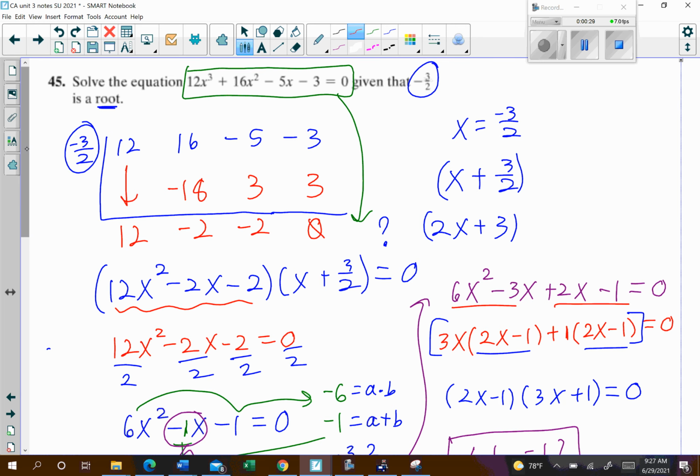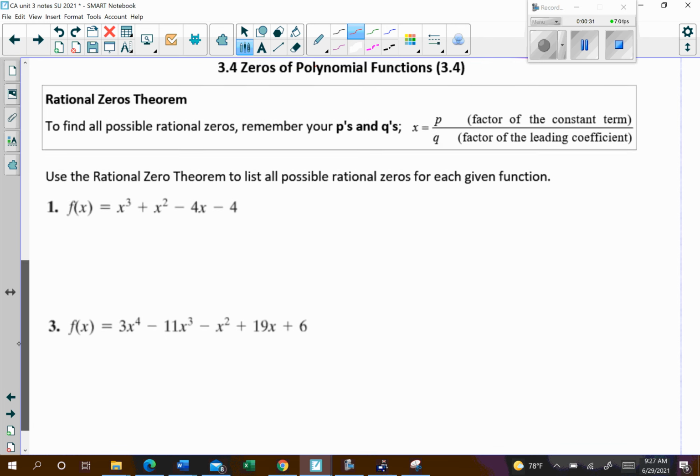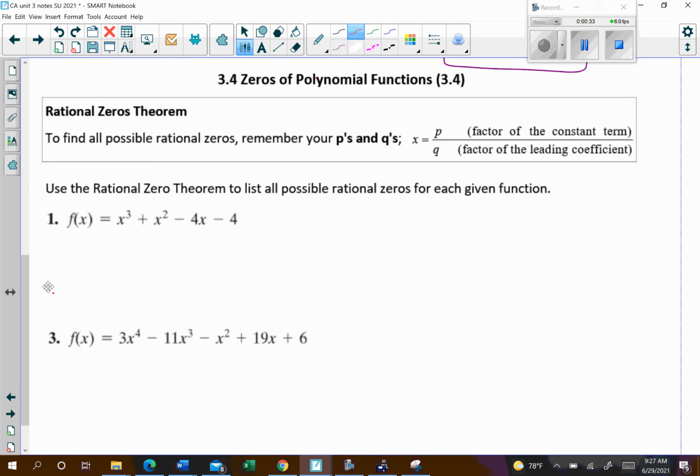Moving forward, they're not going to give us the value. They're not going to say, hey, this works. We're going to have to come up with it on our own, and that's where this rational zeros theorem comes in. Now, rational, so we know what zeros mean. That basically means solutions, right? Values that will satisfy the equation to make it equal 0, right?